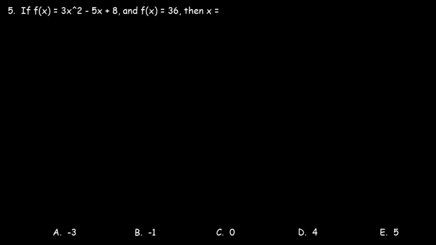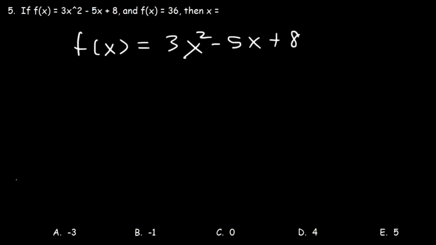Number 5. If f of x is equal to 3x squared minus 5x plus 8, and f of x is equal to 36, then x is equal to what value? So in this problem, we need to replace f of x with 36, and then we could solve and find the value of x. So let's go ahead and do that.